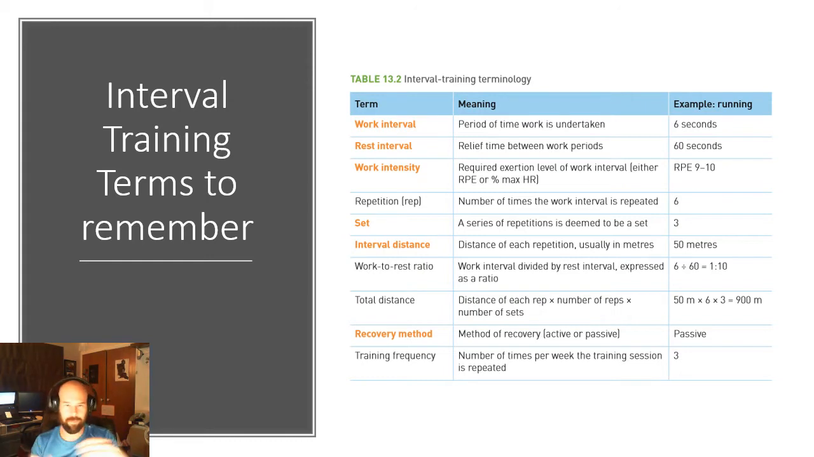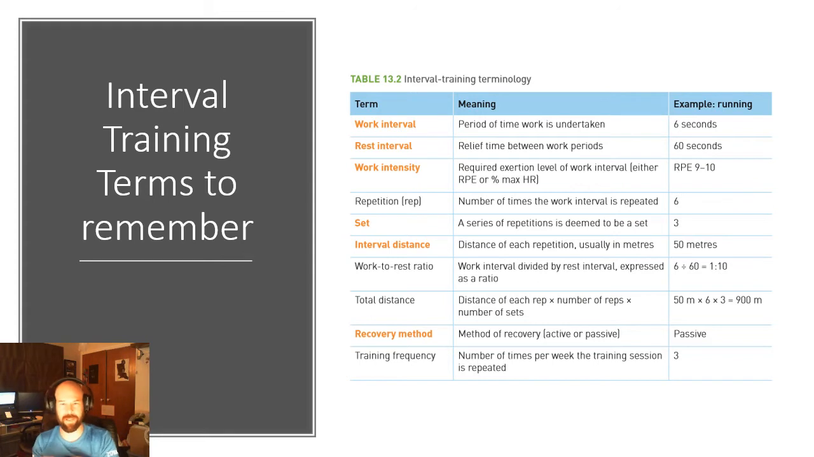The work intensity again links to perceived exertion or the percentage of max heart rate. Then repetitions, or in brackets you'll see reps. It's okay to use the word reps as long as in the exam, like we've talked about in the past, you use the full word first and then put reps in brackets.